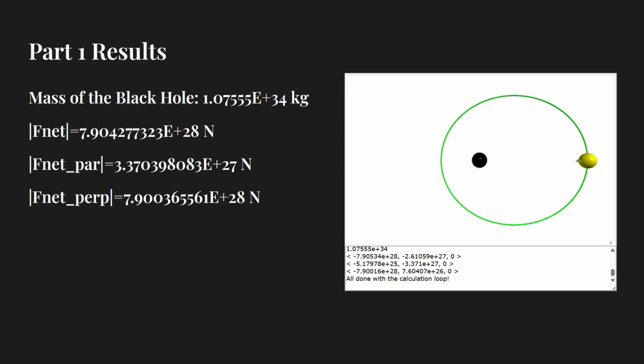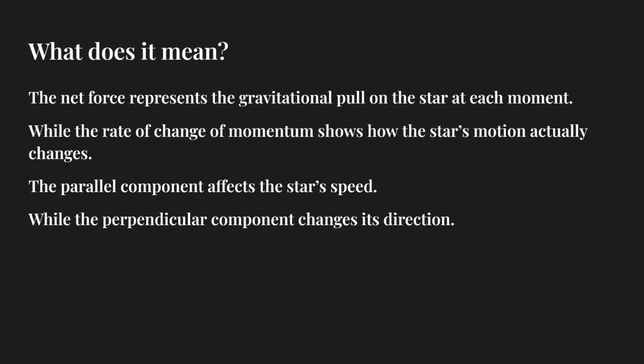Part 1 results. The mass of the black hole is 1.07555 e to the 34 kilograms. The magnitude of F net is 7.9 e to the 28 newtons. F net parallel is 3.37 e to the 27 newtons, and F net perpendicular is 7.9 e to the 28 newtons. What does this mean?